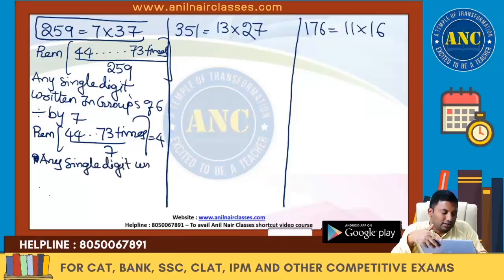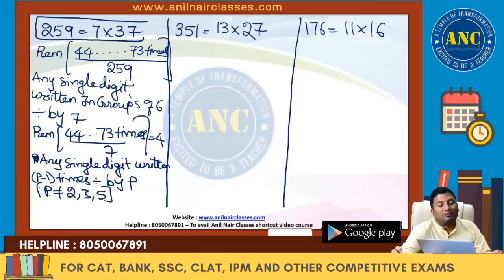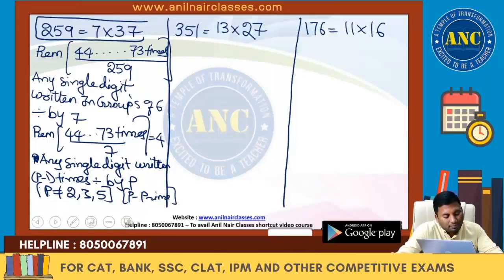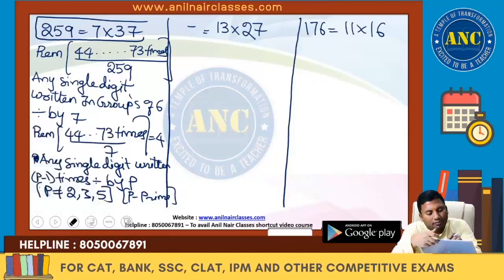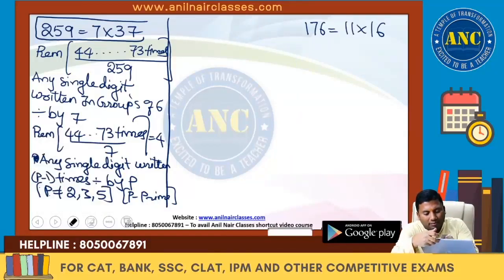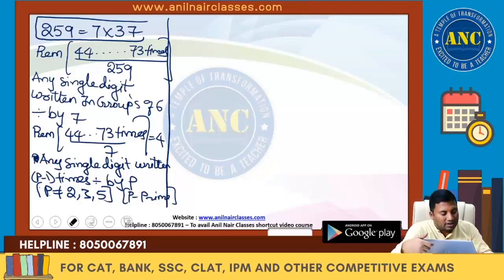Any single digit written p minus 1 times, this also you can use, is always divisible by p. p is not equivalent to 2, 3, 5. If you take a prime number, any single digit written p minus 1 times is always divisible by p when p is a prime number. I hope it is clear now.